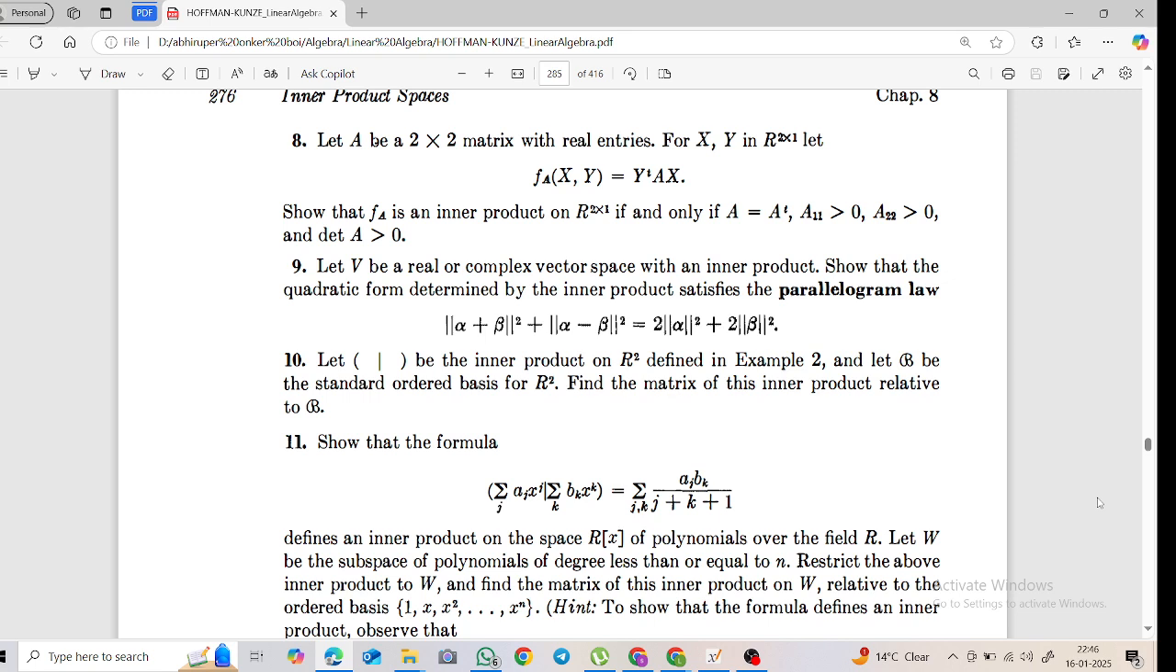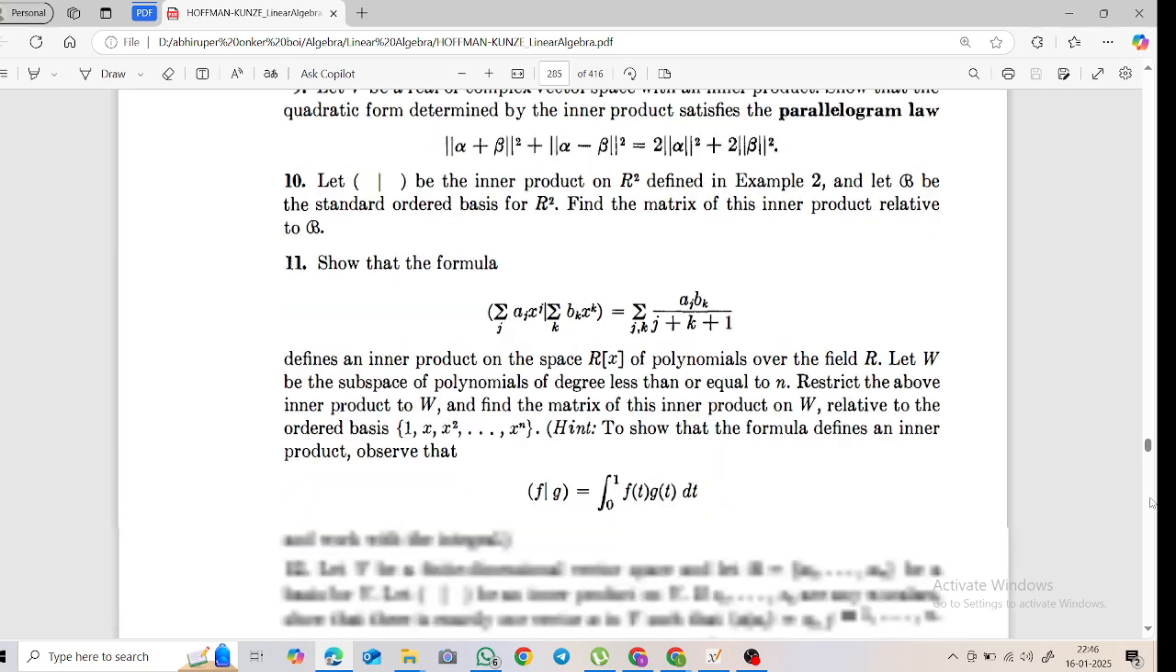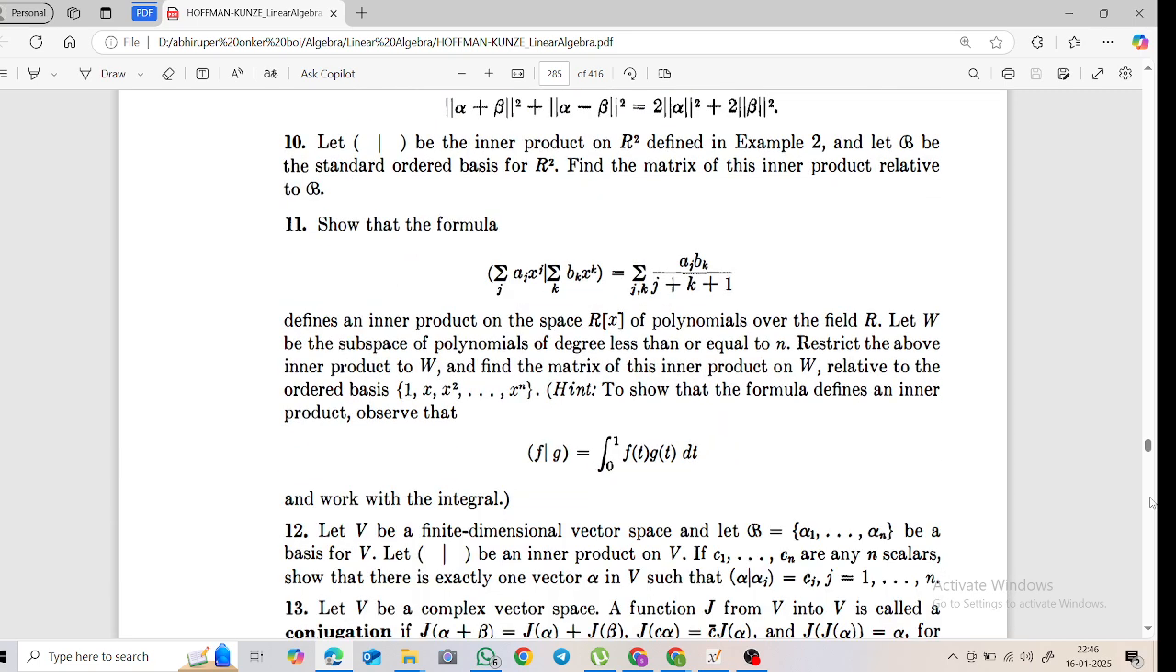This is very good. Try 11 for 2, 3 minutes. Try 11.